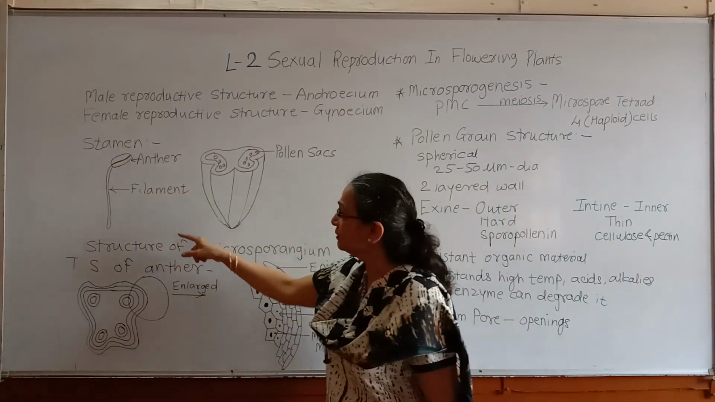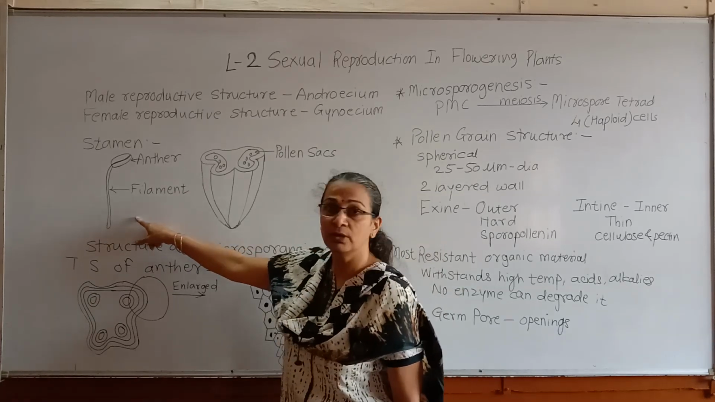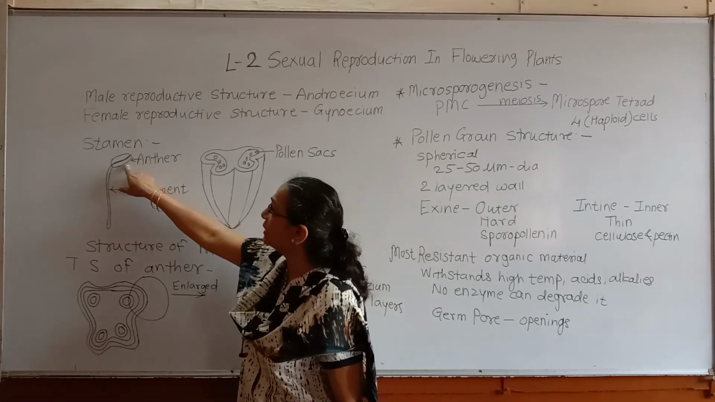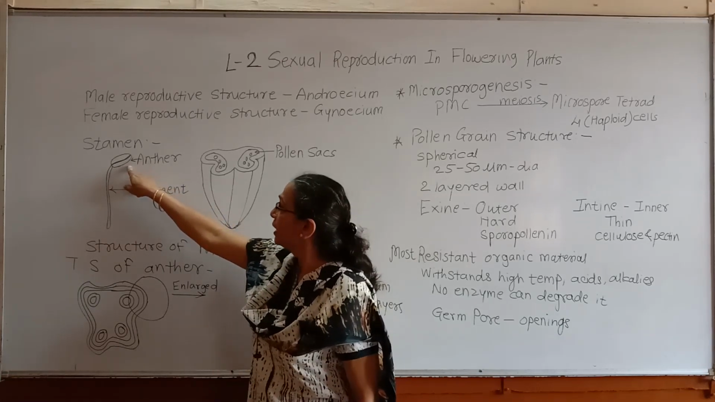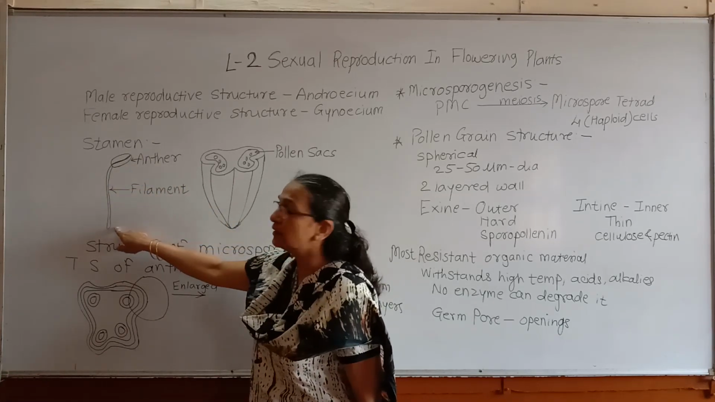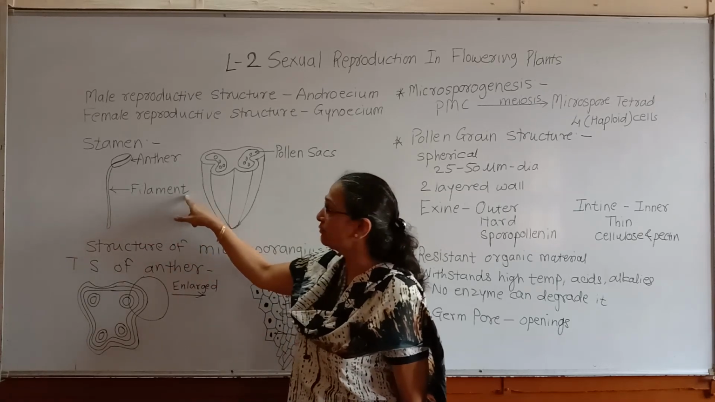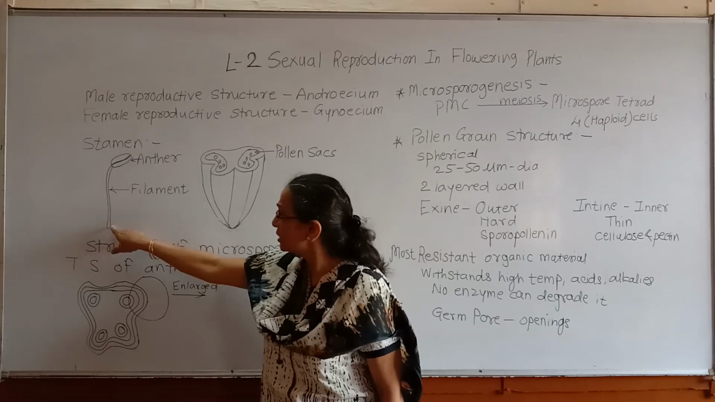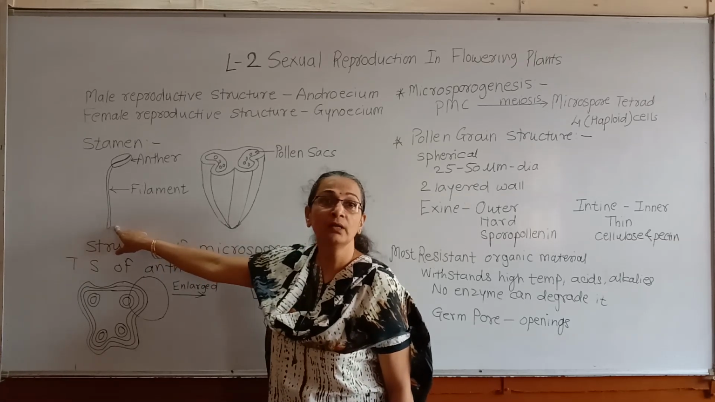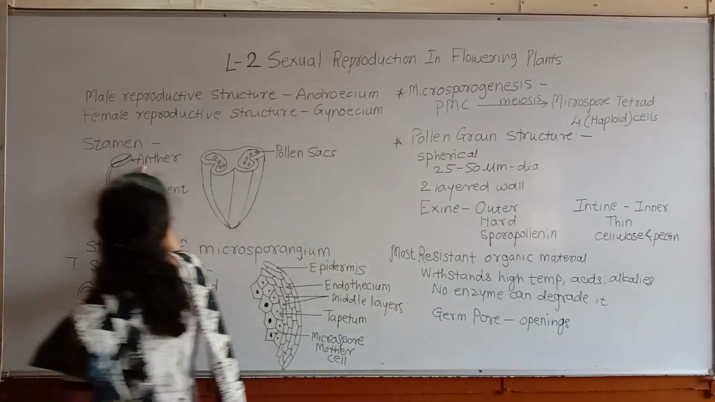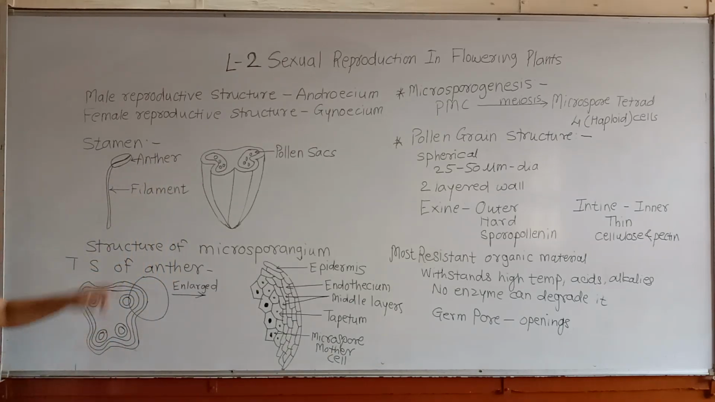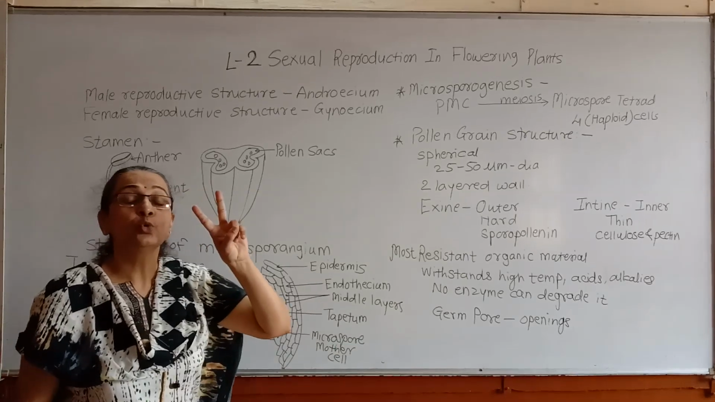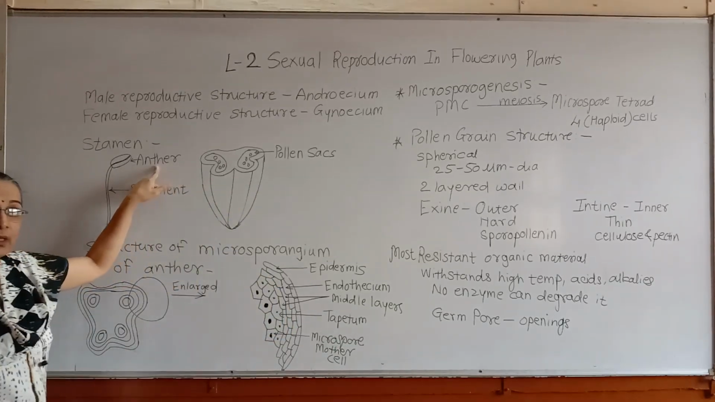A stamen consists of two parts. The tip portion is called the anther and a long slender stalk is called the filament. And this proximal end will be attached to the thalamus or the petal. Now, this anther, this structure is bilobed. That means it has two lobes in it.